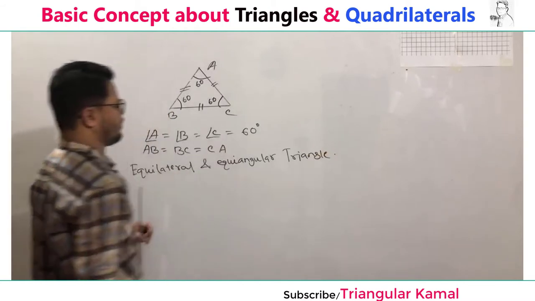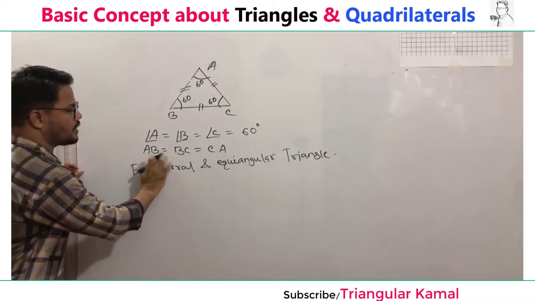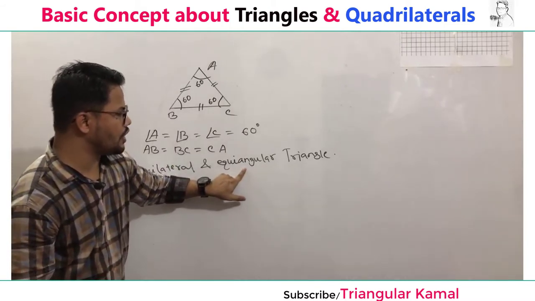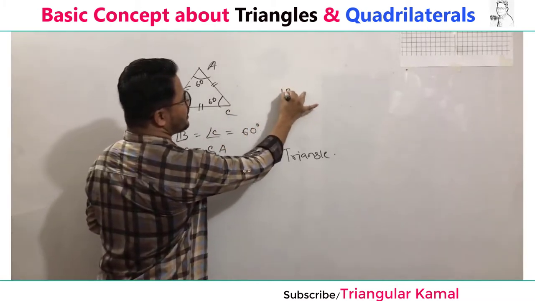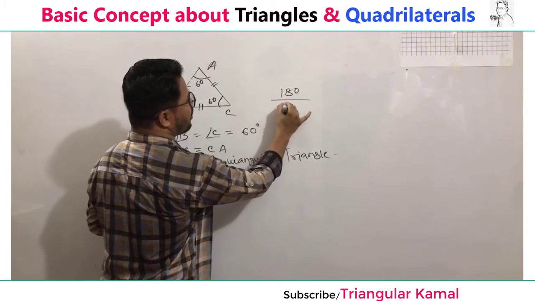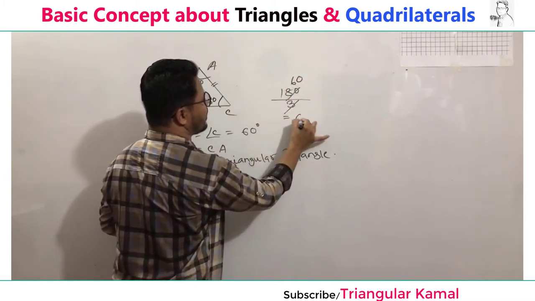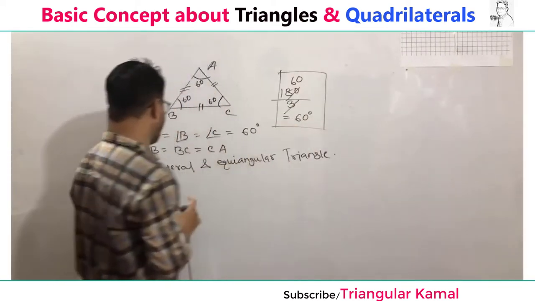Equilateral triangle and equiangular triangle. Equilateral indicates that each side will be equal, and equiangular indicates that all angles will be equal. The total sum of three angles is 180 degrees. When the three angles are equal, we divide by three, so each angle will be 60 degrees. So the measure of each angle in an equilateral triangle is 60 degrees.